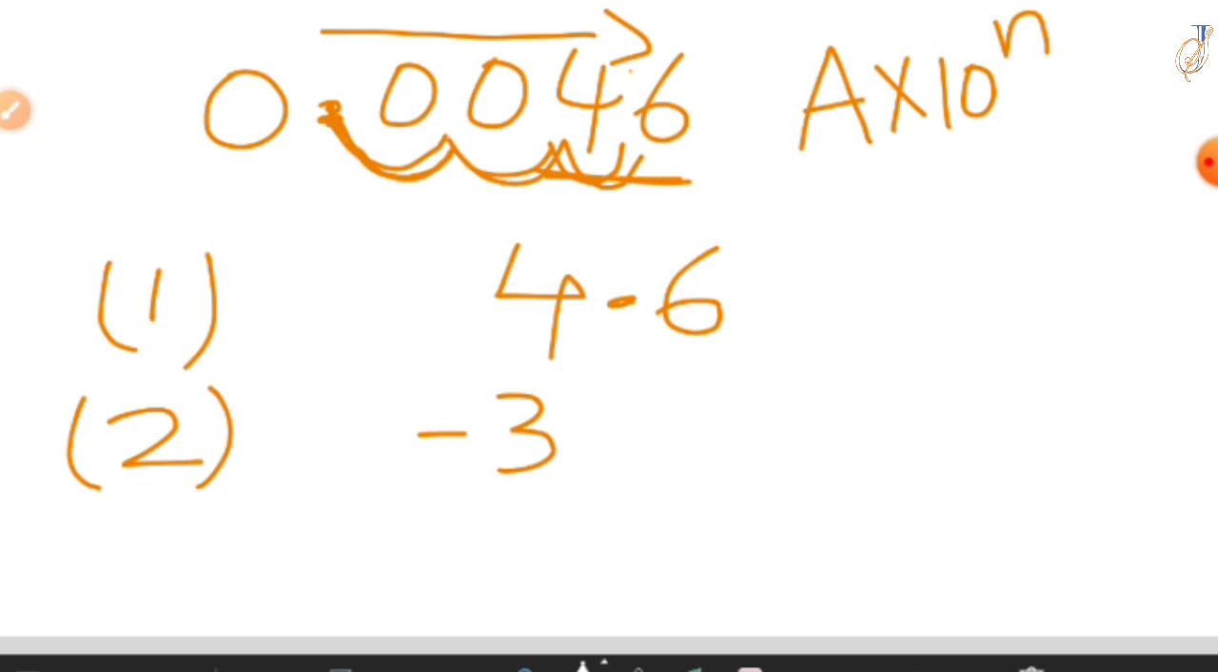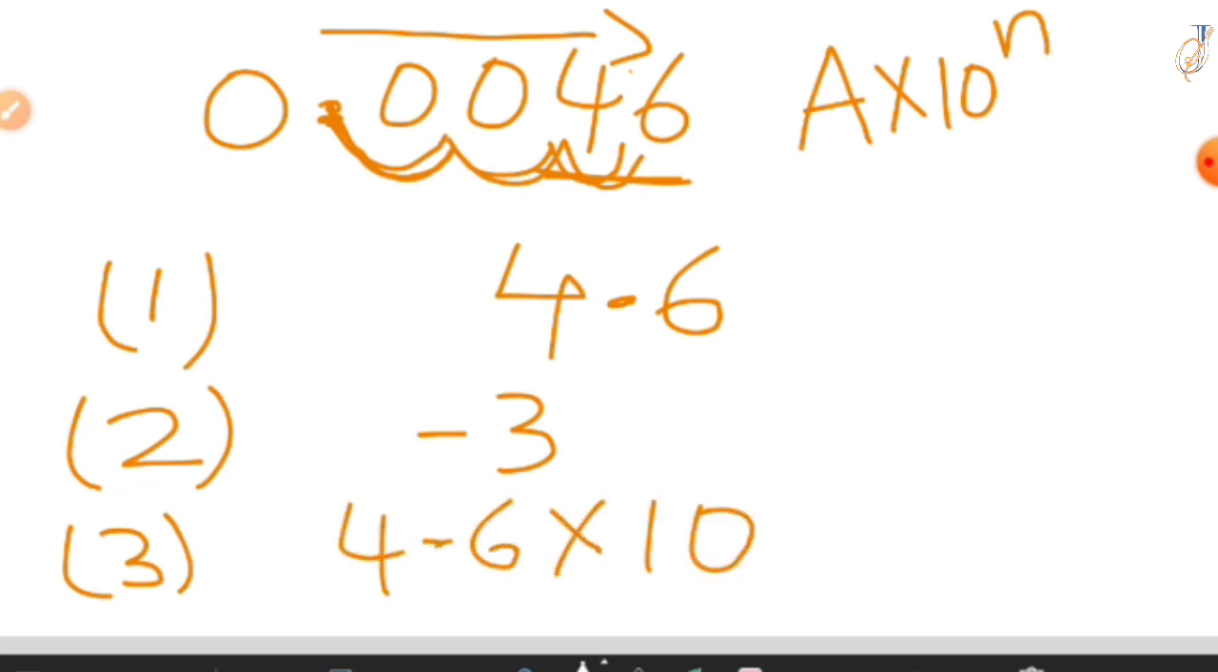So step 3. Write the coefficient and multiply 10 raised to the exponent from step 2. So our step 2 exponent is minus 3.